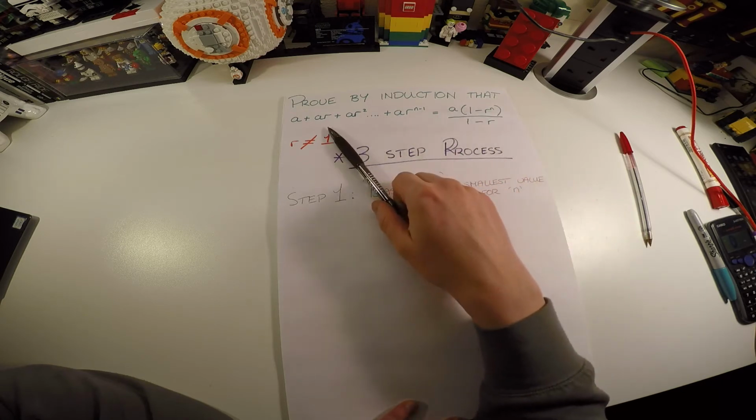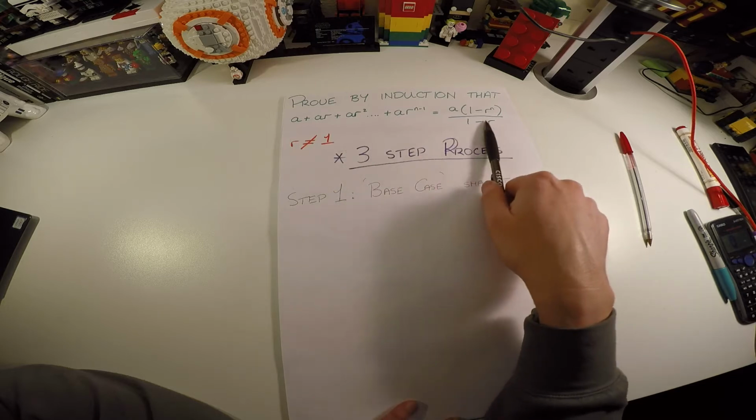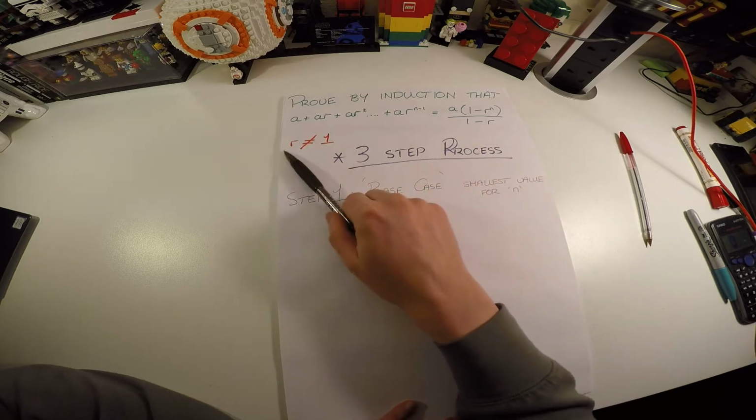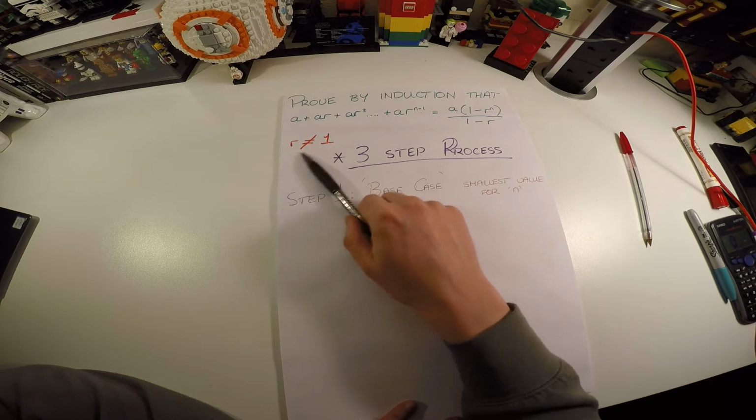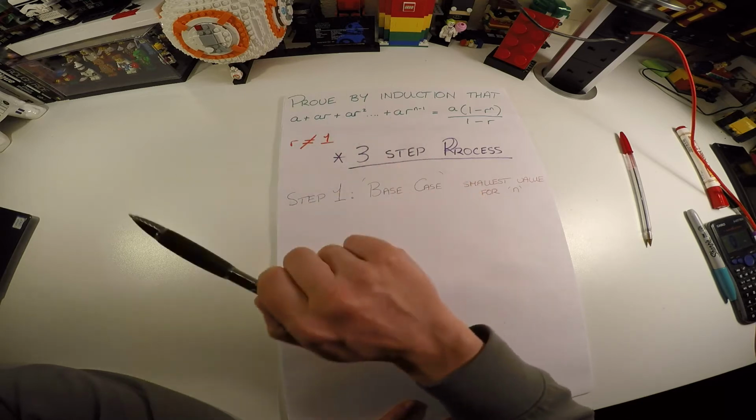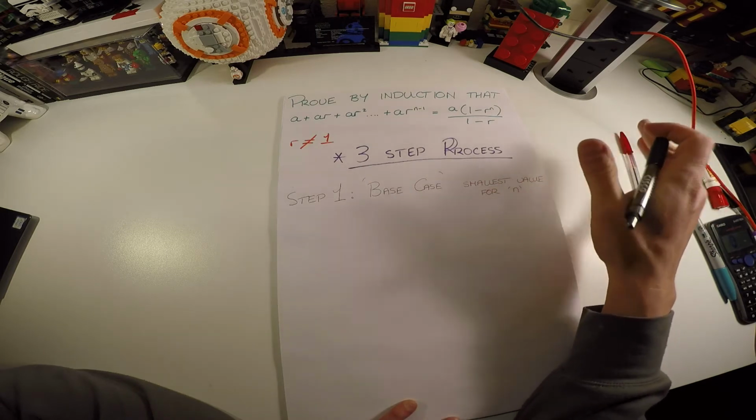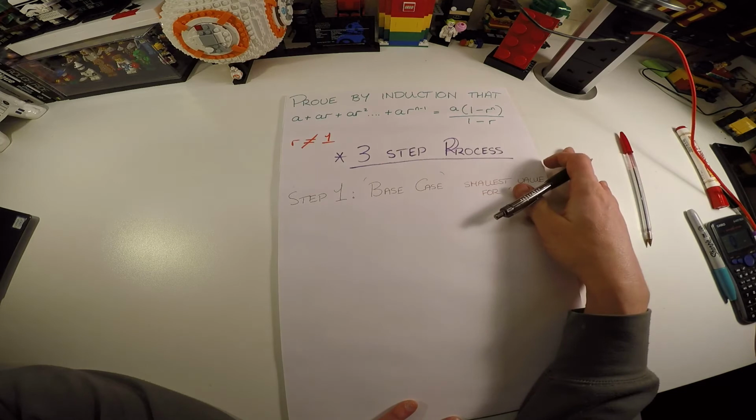So you have to prove this by induction, where R can't be equal to 1, because if that was true, then we'd be dividing by 0. So that's the only reason you have that. It's important to note what these symbols are telling you. Proofs by induction are always a 3-step process. So regardless if you fear these or not, you should always stick to the 3 steps.